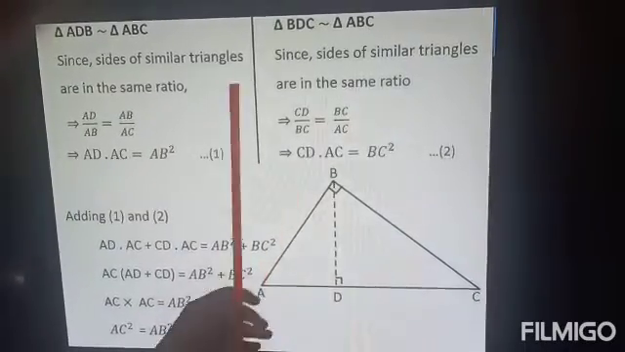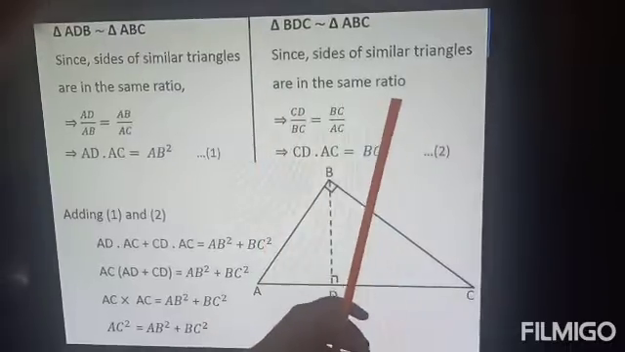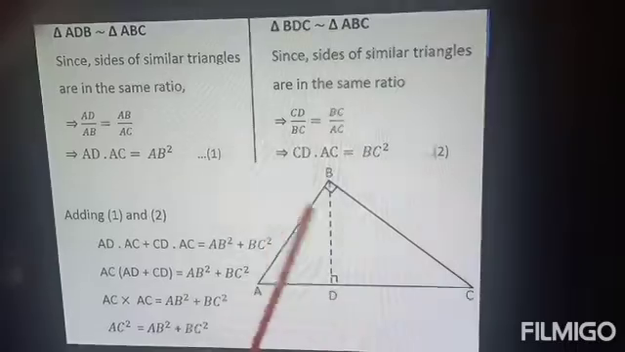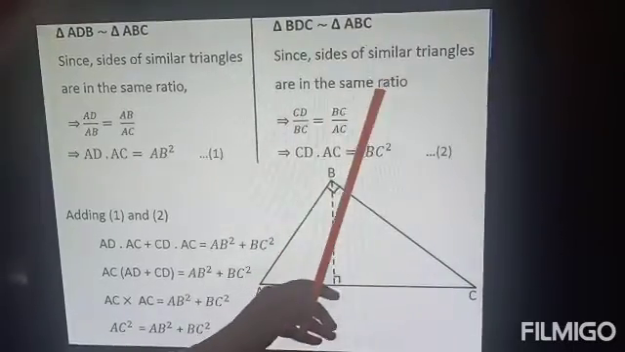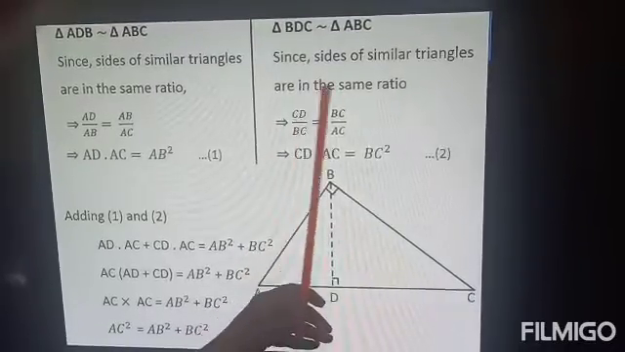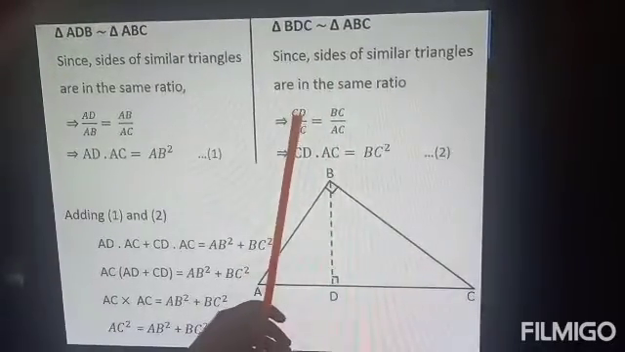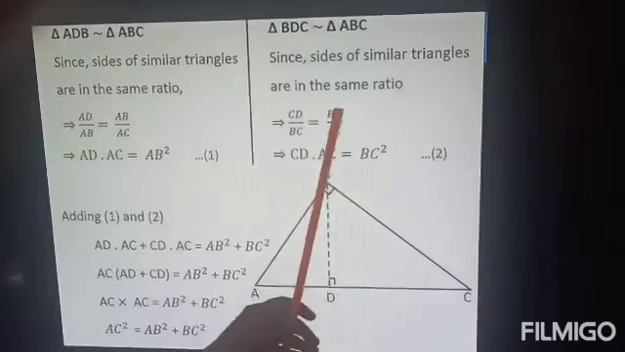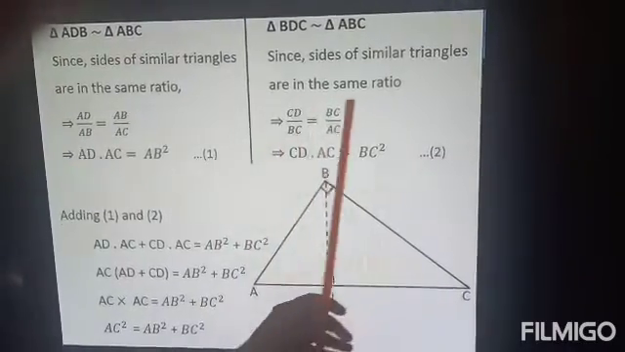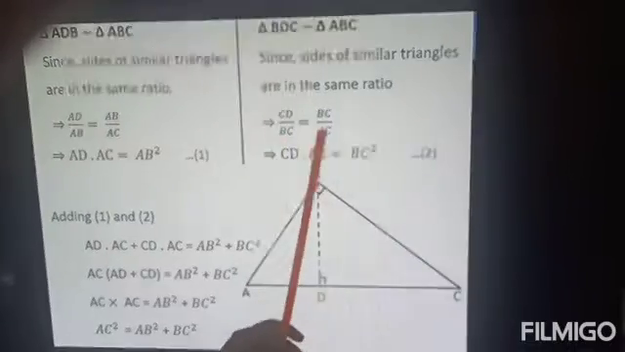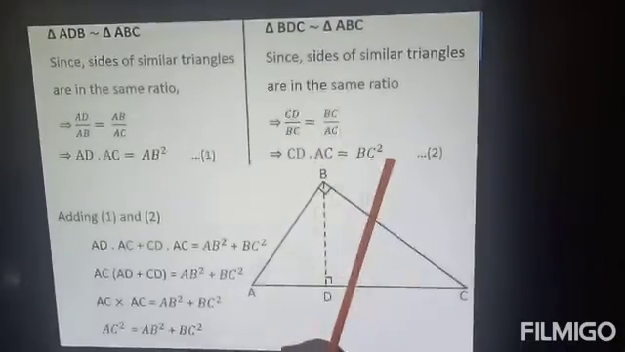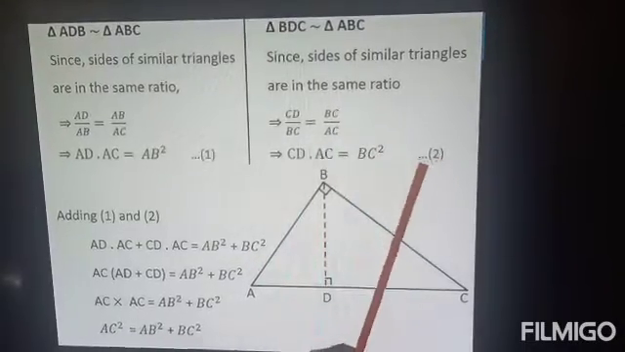If 2 triangles are similar, then their sides are proportional. According to that theorem, the definition of similar triangles, we can write their sides are proportional, means CD by BC is equal to BC by AC. This implies, by cross multiplying, we will get CD into AC is equal to BC into BC, means BC square. This is equation 2.